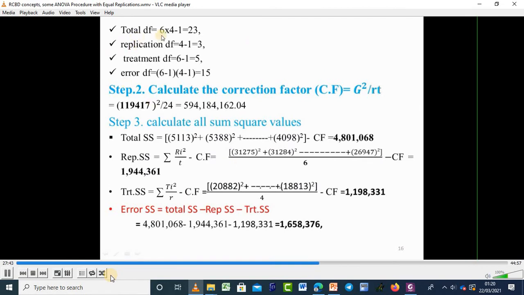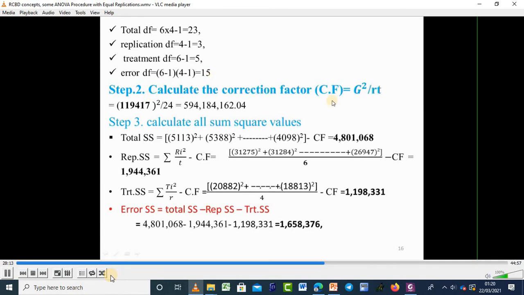The total degree of freedom is the number of treatments times the number of replications minus 1, so we have 23 total degrees of freedom. Replication is 4 minus 1, 3. Treatments is 6 minus 1, 5 treatment degrees of freedom. The error degree of freedom is (t minus 1) times (r minus 1), that means 5 times 3, and we will have 15 error degrees of freedom.